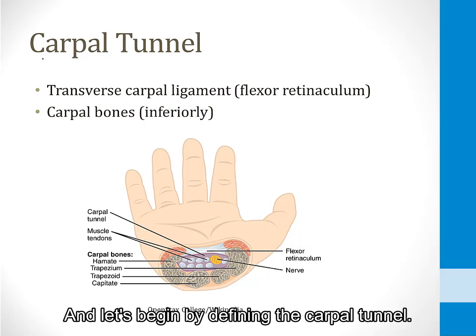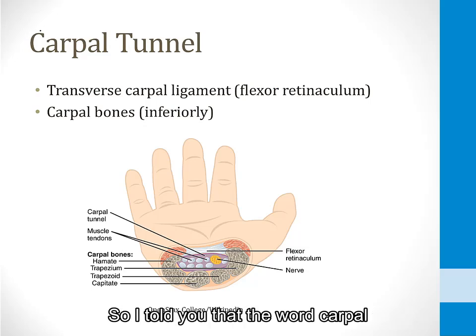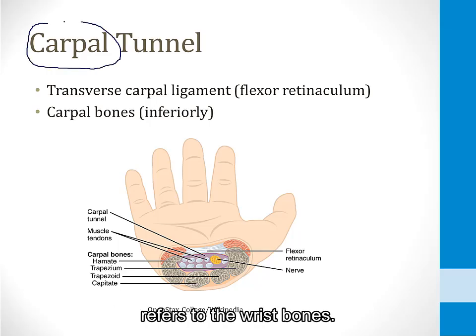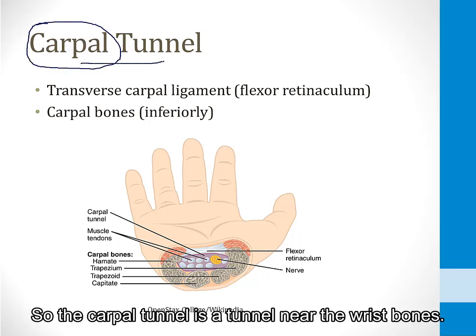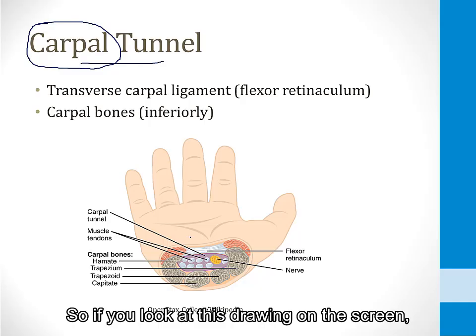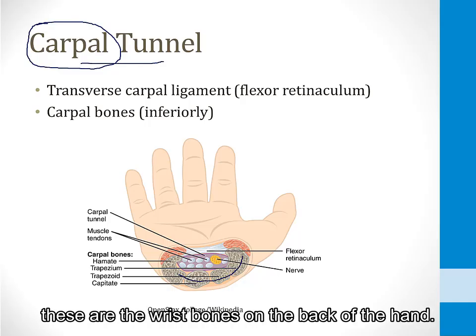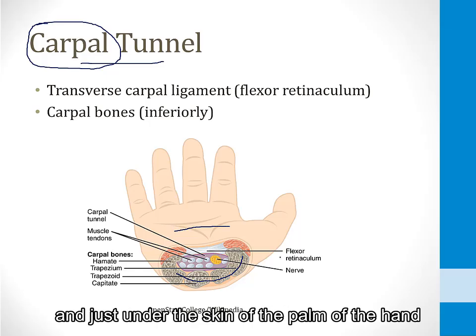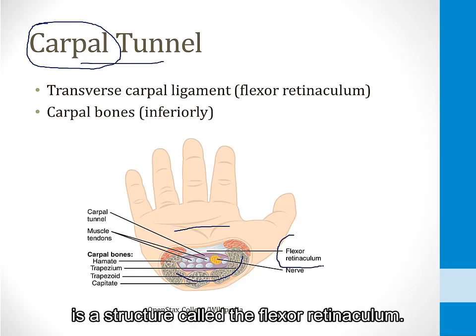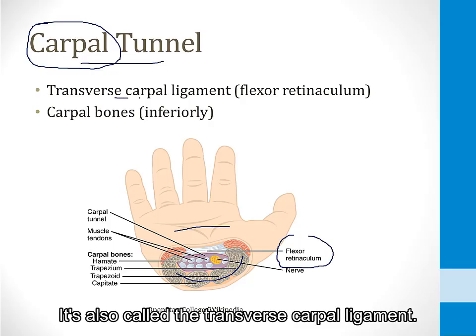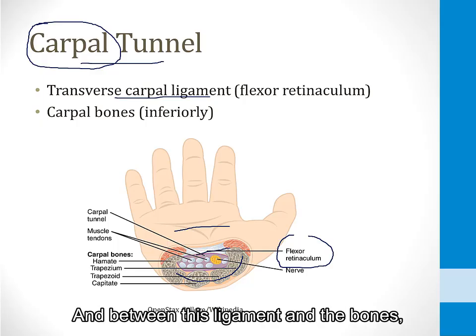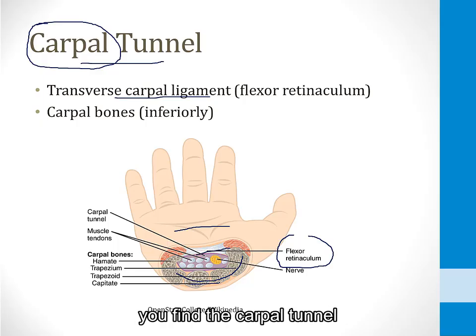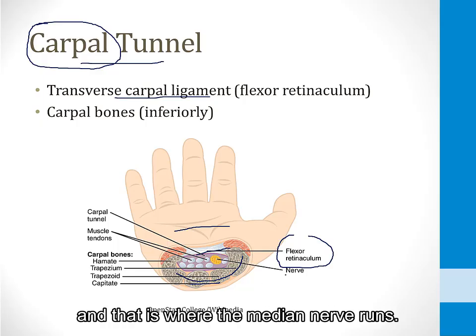And let's begin by defining the carpal tunnel. So I told you that the word carpal refers to the wrist bone. So the carpal tunnel is a tunnel near the wrist bone. So if you look at this drawing on the screen, these are the wrist bones on the back of the hand. This is the palm of the hand, and just under the skin of the palm of the hand is a structure called the flexor retinaculum. It's also called the transverse carpal ligament. And between this ligament and the bones, you find the carpal tunnel, and that is where the median nerve runs.